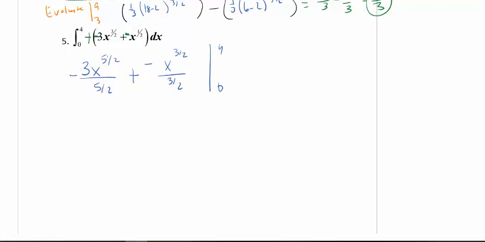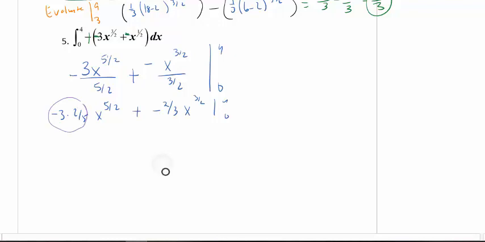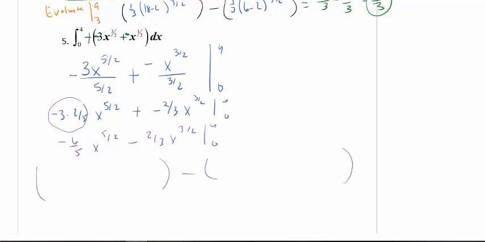We're now going to, again, simplify before we evaluate. So I'm going to flip that fraction. So I have a negative 3 times 2/5. And here I would just flip it. So I'm going to simplify this, my last step before I plug in. So that's going to give me a negative 6/5 x to the 5/2 minus 2/3 x to the 3/2. And I'm evaluating from 4 to 0.